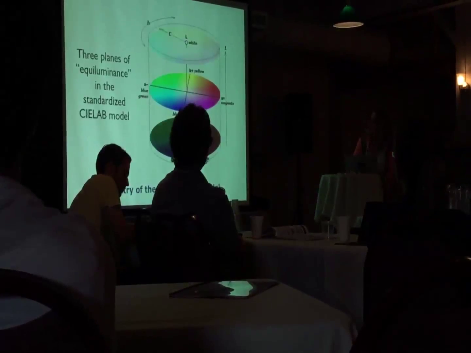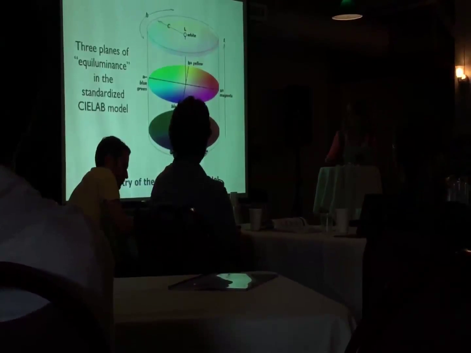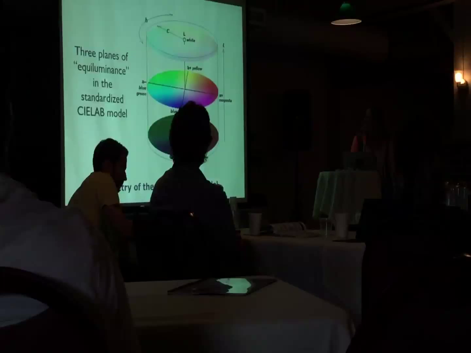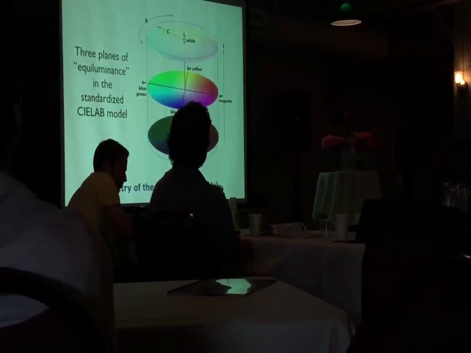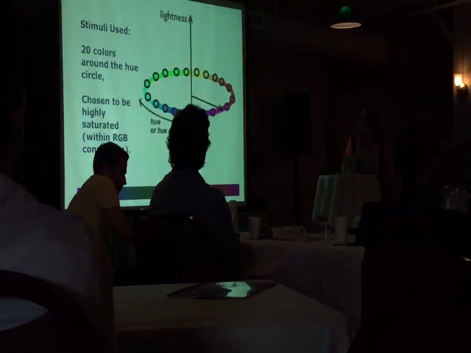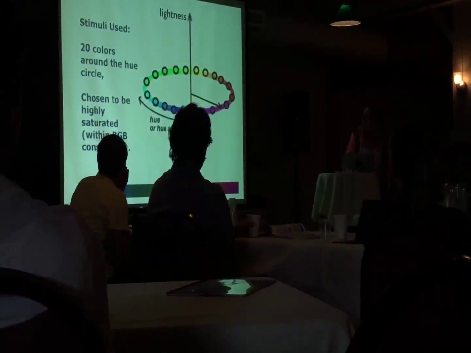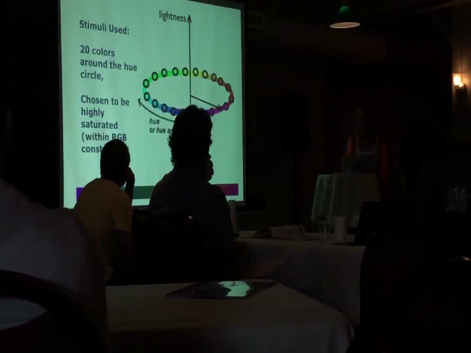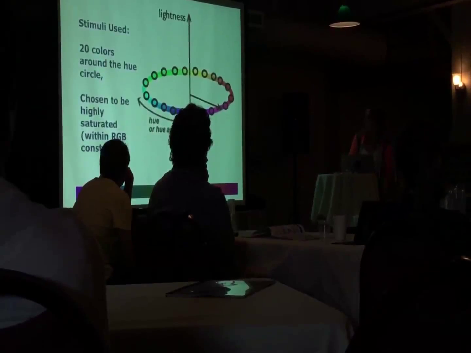Okay. Consider the plane of equiluminance that's shown in this particular CIE lab model. The middle plane shows you the hue circle and the area of color space where all the colors have been perceptually equated to be the same perceived luminance. The stimuli that we use sample from one of these planes in space. We picked 20 colors around the hue circle, which were chosen to be highly saturated within some constraints of the RGB monitor that we were using.